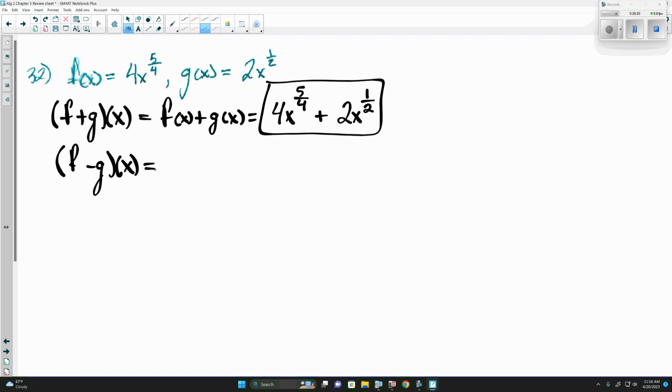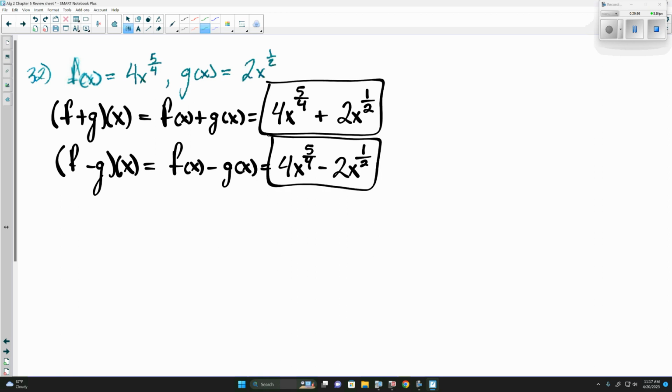Now we also have to find f minus g of x. Now f minus g of x is the same as f of x minus g of x. F of x is still 4x to the 5/4 minus 2x to the 1/2. Is x to the 5/4 and x to the 1/2 like terms? No, they weren't the same on the last one. They're still not the same. So this here is f minus g of x. Any questions on addition or subtraction?